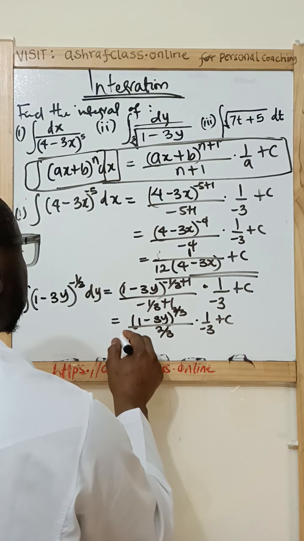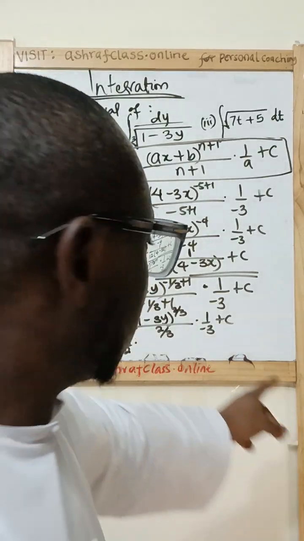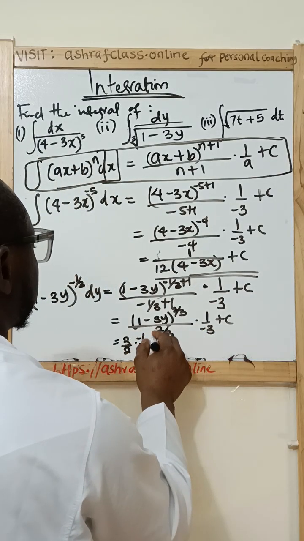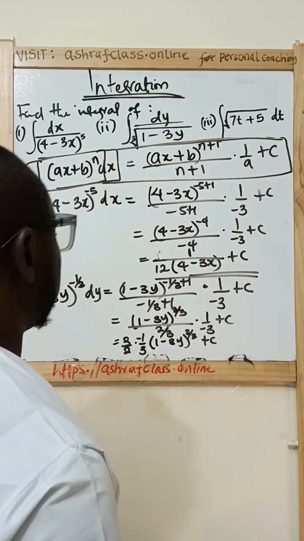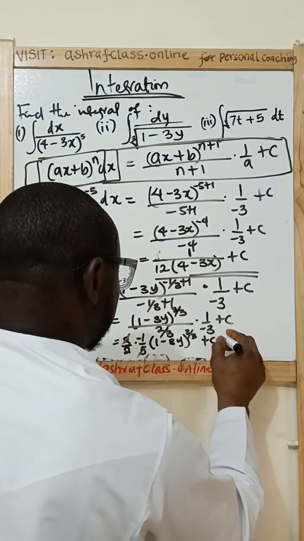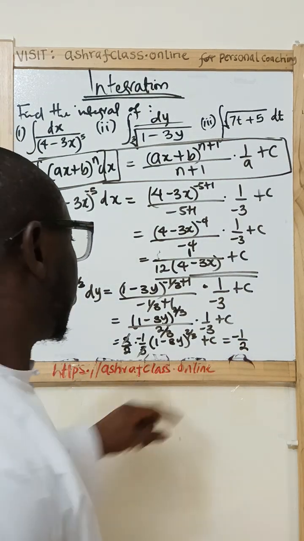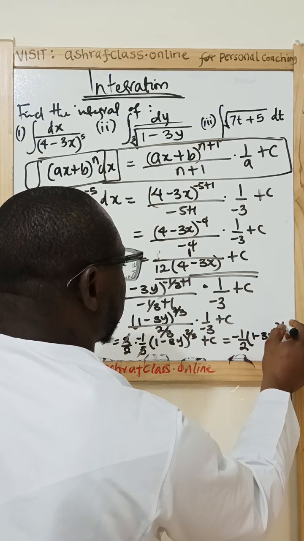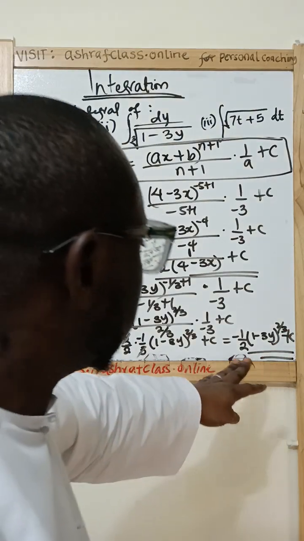If this one is to go to the numerator, it's going to be 3 all over 2. Then this one, minus 1 over 3, and this is (1 minus 3y) raised to power 2 over 3 plus c. So this is going to cut this, and we are left with minus 1 over 2 times (1 minus 3y) raised to power 2 over 3 plus c. So that is the final answer.